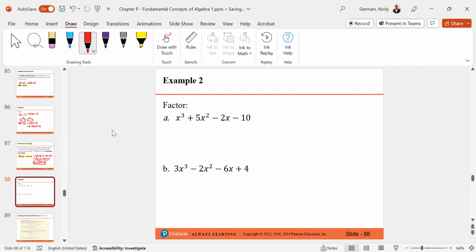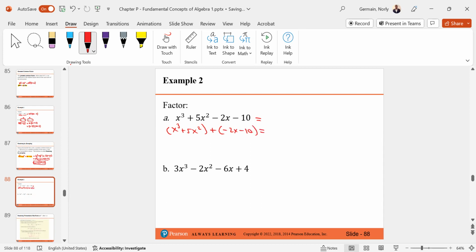We can combine any two, okay? If we look at this one right here, the only combination I cannot do in A is x cubed minus 10. I cannot do x cubed minus 10 because it has no common factor. But if I want, I can put x cubed plus 5x squared together, and I can put negative 2x minus 10 together. Why I do that is because both of them have a common factor.